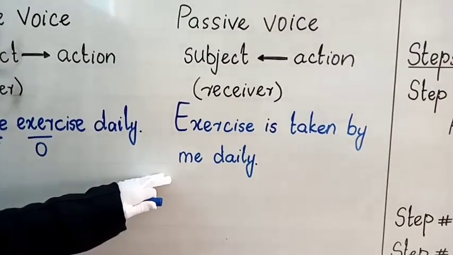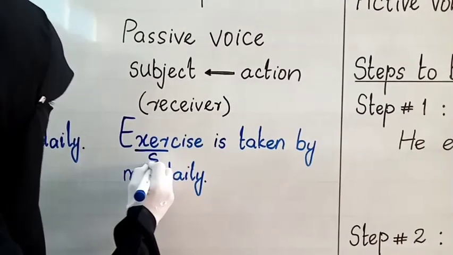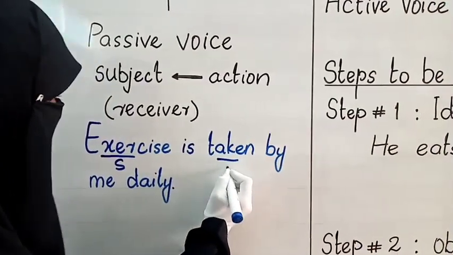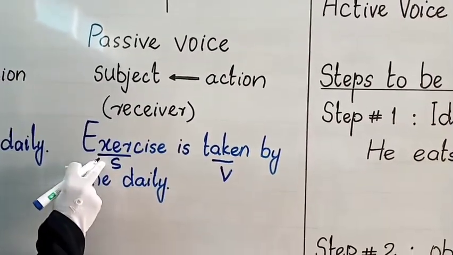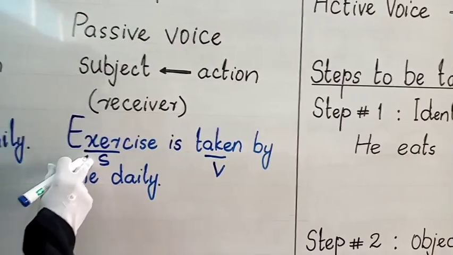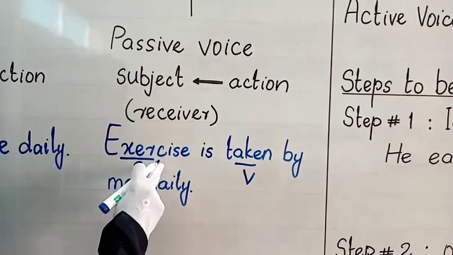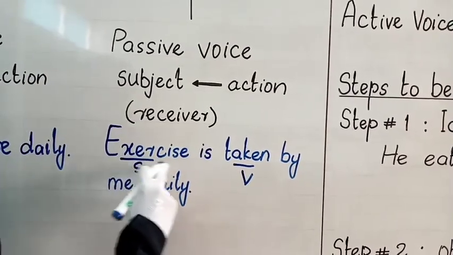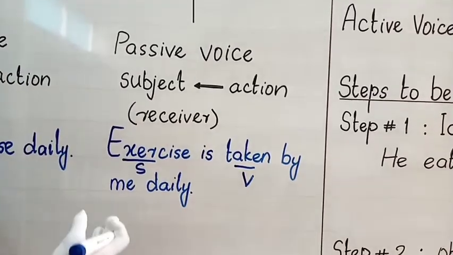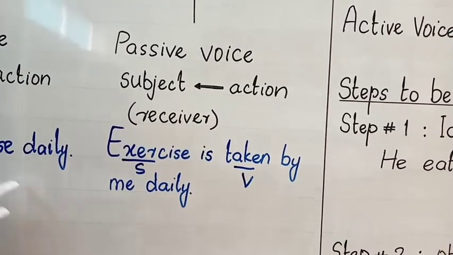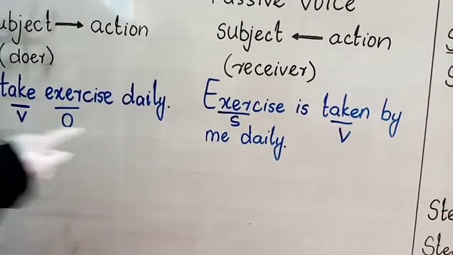But here in the case of passive voice, exercise is subject, but this action is done on this subject. This subject is not a doer here, this subject is a receiver here, and this action is being done on this subject, that exercise is taken by me daily. Both the sentences are same. This is in active voice and this is in passive voice, but here the subject is doer and here the subject is receiver.